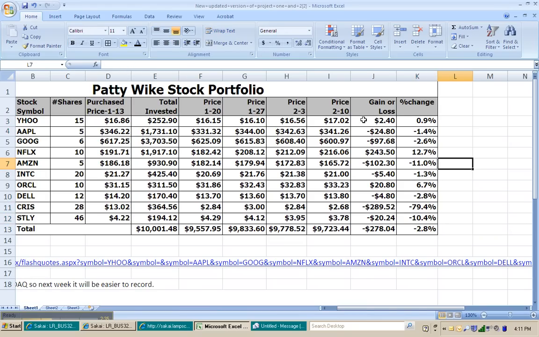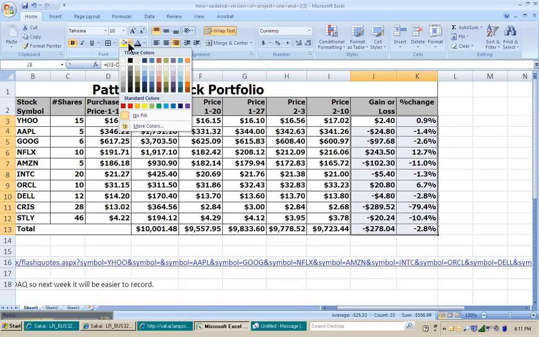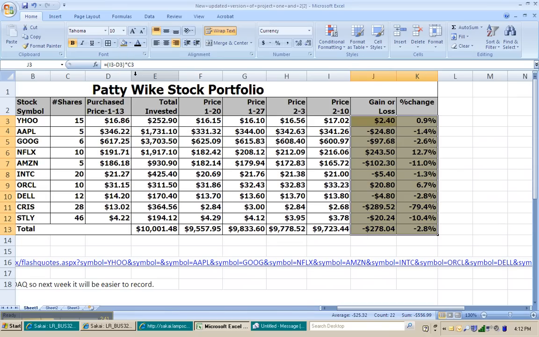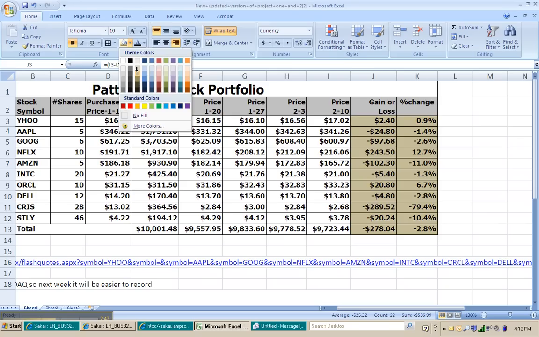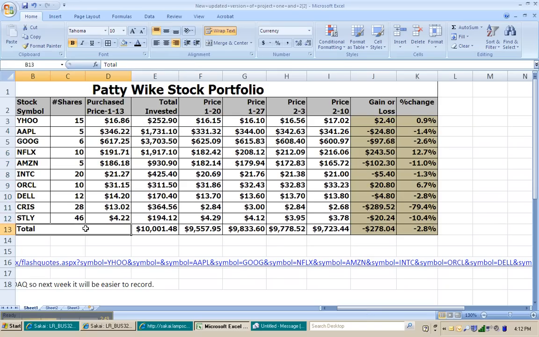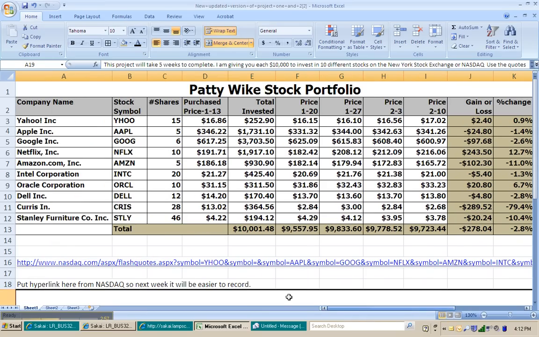Now, the only other thing I have to do is distinguish the totals, and these two would be considered totals. And I'm going to make it that color, or lighter, or any color you want, I don't care. And this is also a total. And then save it, and you're ready to turn it in.